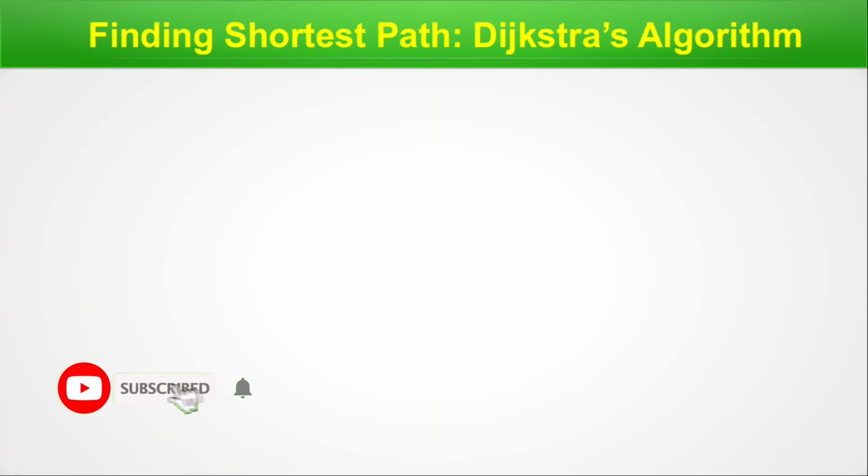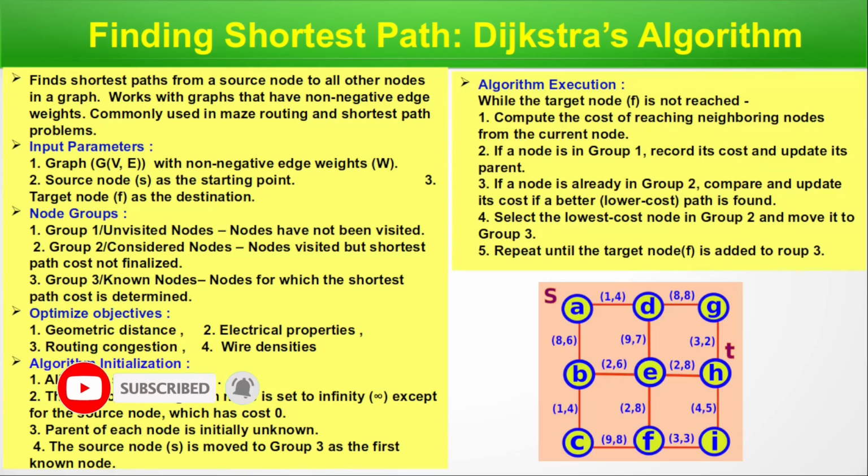Finding shortest path, Dijkstra's algorithm. This algorithm finds the shortest path from a source node to all other nodes in a graph. It works with graphs that have non-negative edge weights, commonly used in maze routing and shortest path problems. So this non-negative edge weight is a prerequisite of this method. About parameters: a graph with non-negative edge weights, a source node as the starting point, and a target node as the destination.